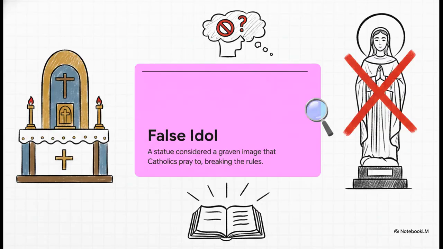To fully grasp their viewpoint, we have to define what they see when they look at a Catholic side altar. Many Protestant Christians argue that a Catholic statue acts as both a graven image, because, well, it's a carved object, and a false idol. So what is a false idol?